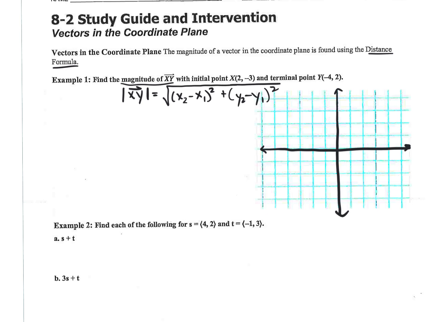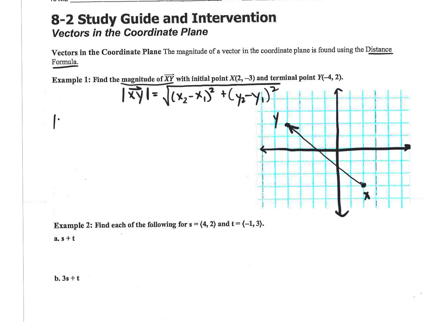So if I want to use the magnitude of xy, initial point is at 2, negative 3. So this is point x. Point y is at negative 4, 2. So this is y. And I draw the vector in. Remember, it goes from initial to terminal. And yes, it does matter which way that thing points, okay? In vectors, the direction does matter. So now the nice thing is there's a shortcut to this if you want to use it. And I'll show it to you in a minute.